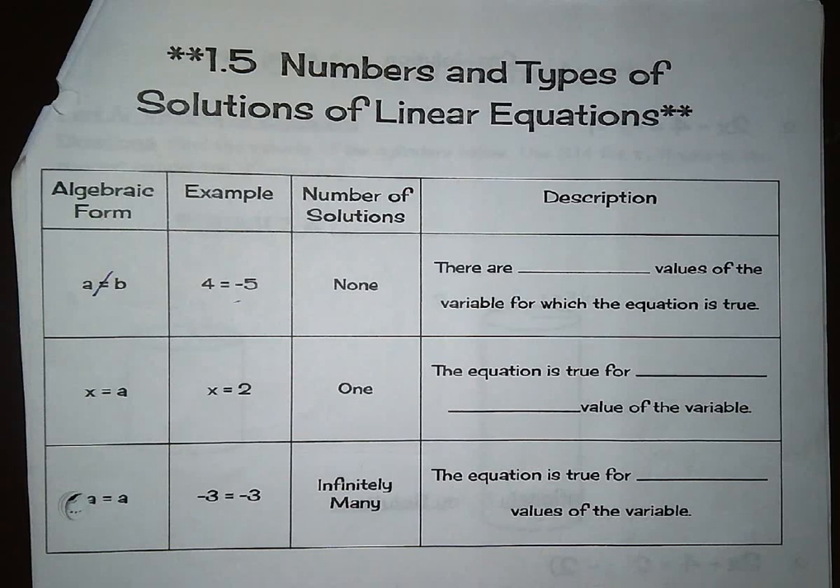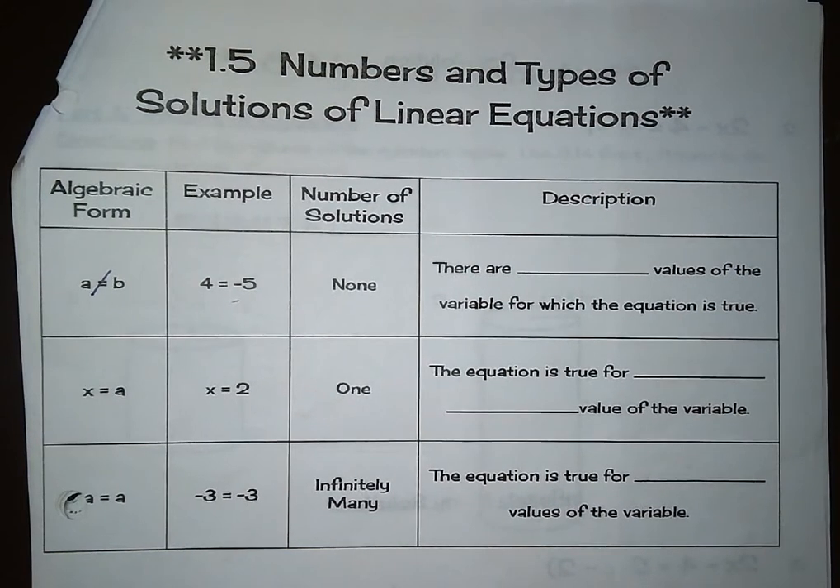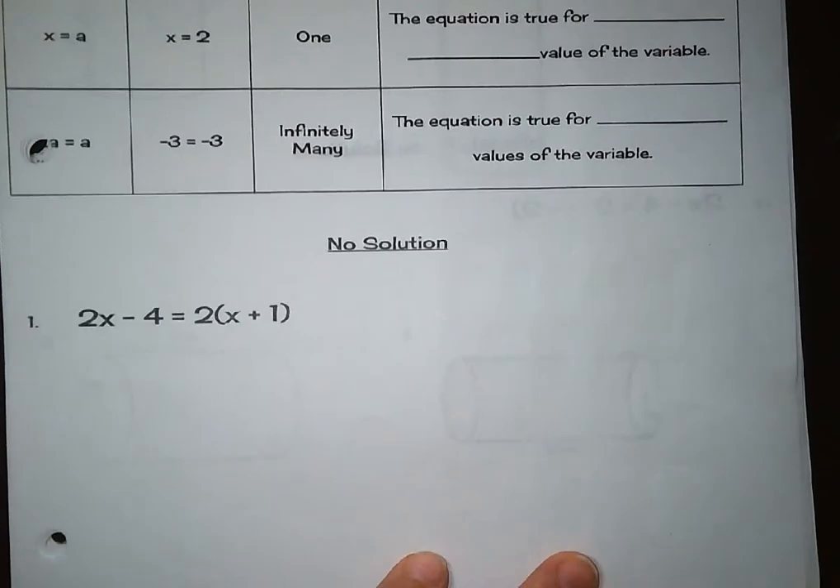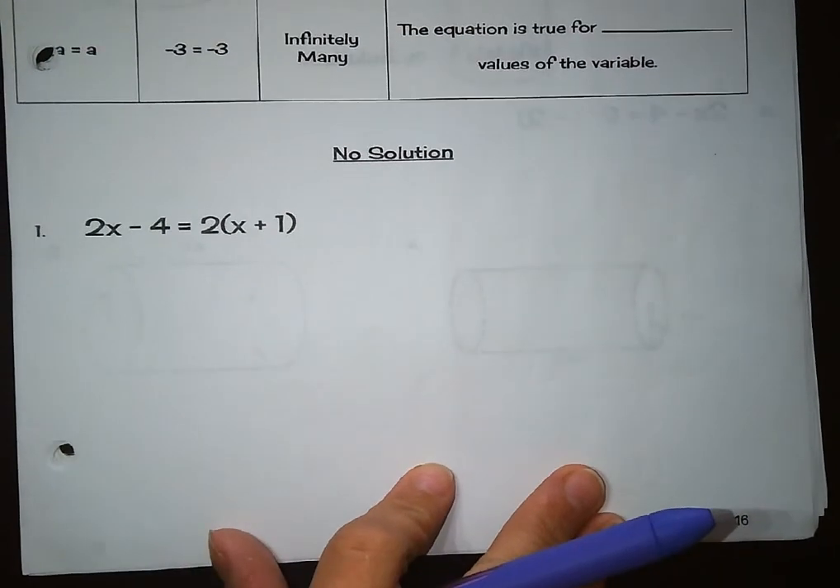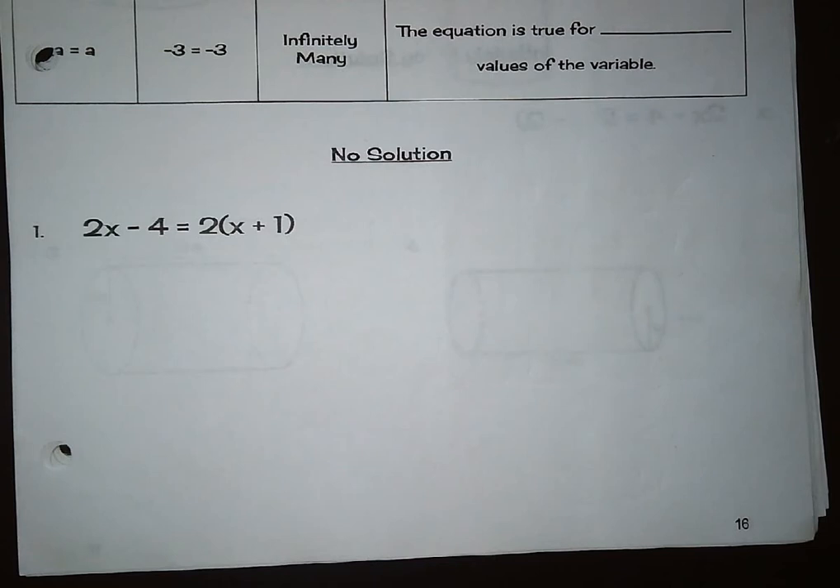We're going to go ahead and get started on 1.5, numbers and types of solutions of linear equations. So we can see here up at the top we have quite a lot of the definitions, but what I'd like to do is actually jump around a little bit and let's start with an equation. Let's look at problem number 1. If you remember when we did these before, we see that there are variables on both sides.